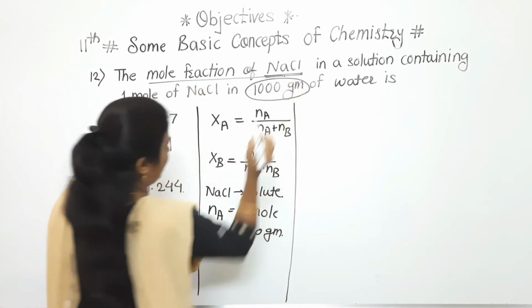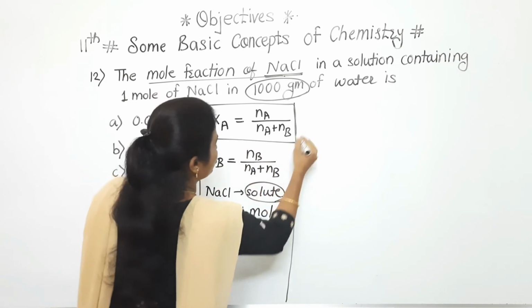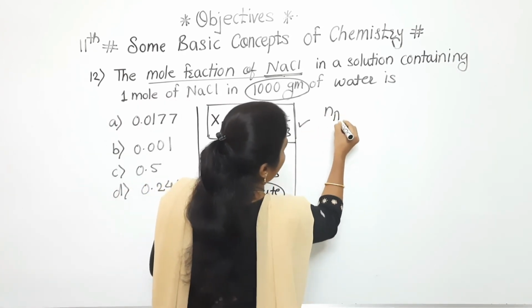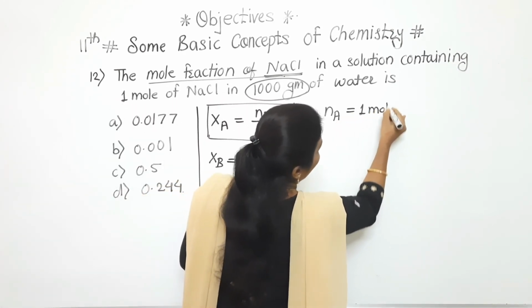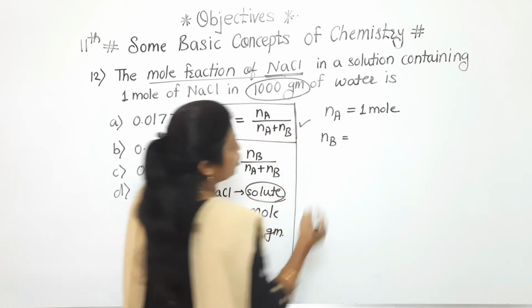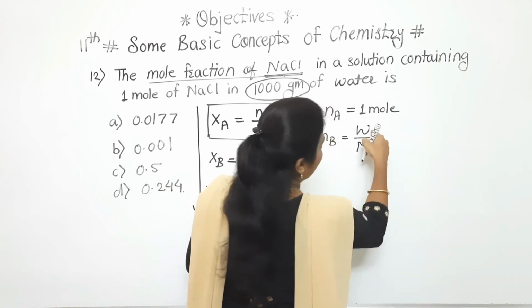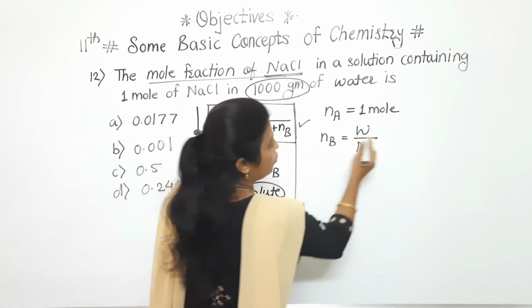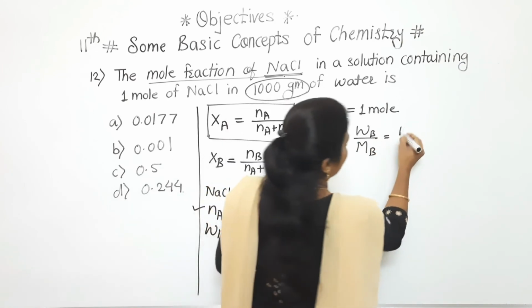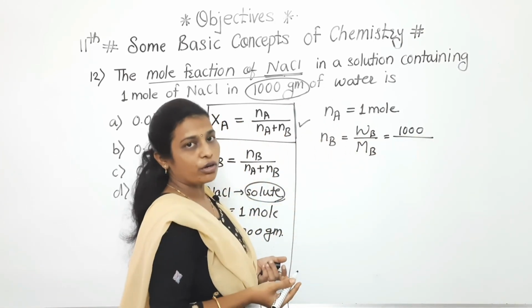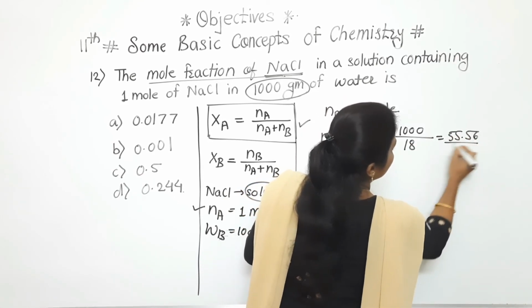Whose mole fraction do we have to find out? The mole fraction of NaCl. NaCl is the solute, so we have to find the mole fraction of the solute. For that we need Na, the number of moles of solute, which is given as 1 mole. Only one part remains, the number of moles of solvent. How to find it? The number of moles is given by W by M, mass upon molar mass, here for the solvent. The mass of the solvent is 1000 grams. So 1000 divided by the molar mass of water, which is 18, gives the number of moles as 55.56.